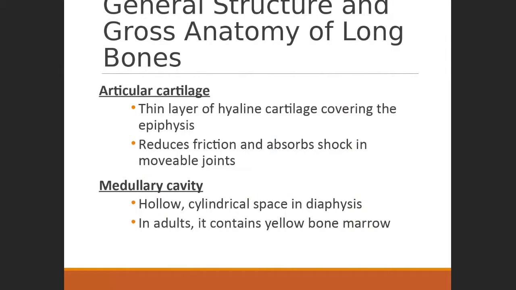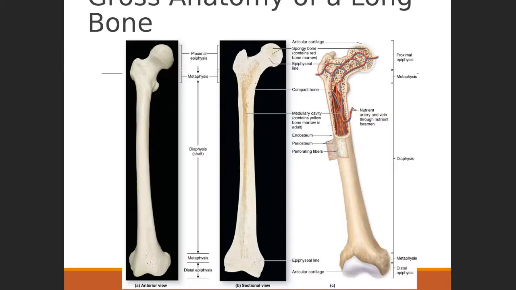Each long bone will have generally two articular surfaces, sometimes more. And the ones at the proximal and distal end will always be associated with the epiphyseal regions, covered with articular hyaline cartilage, which reduces friction and acts as a shock absorber. And inside the shaft of the bone, we'll have this hollowed out region called the medullary cavity. That's where we'll find some red and yellow bone marrow.